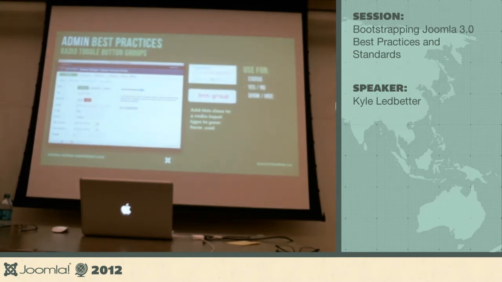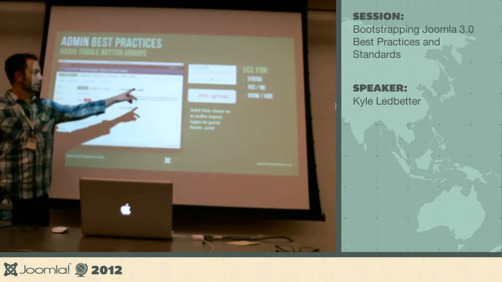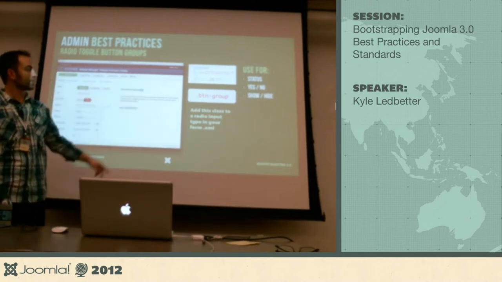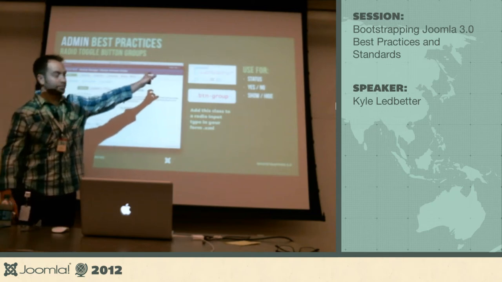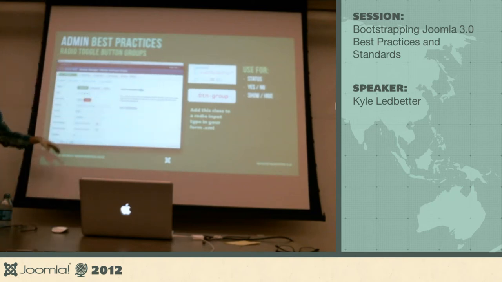So a new thing we added as well was the toggle. We have JavaScript and Bootstrap markup that will turn certain radio buttons into toggles. What you do is in your XML for the form for your component, you add just class equals button group, and we do all the magic for you to make it happen. Don't use it for everything. It's really easy to overkill this. I think it's really good for stuff like yes and no, show and hide, and the published, unpublished, trash, right?